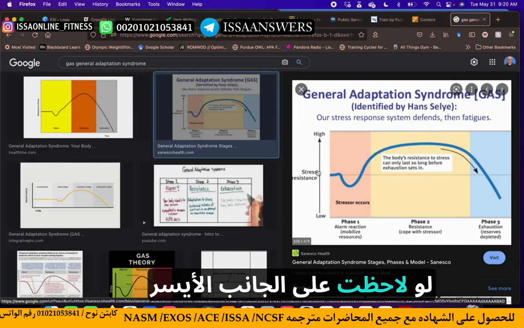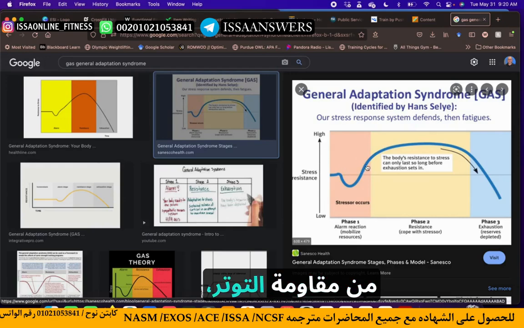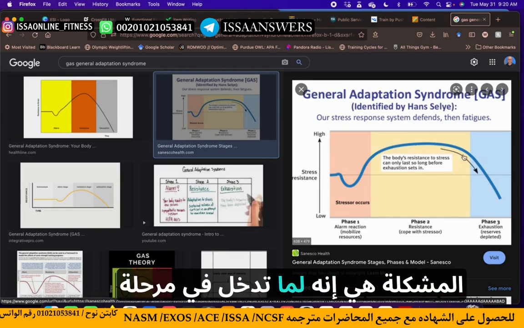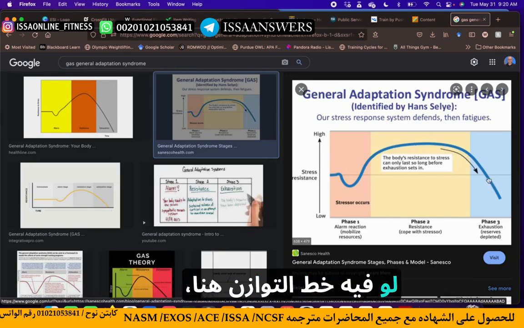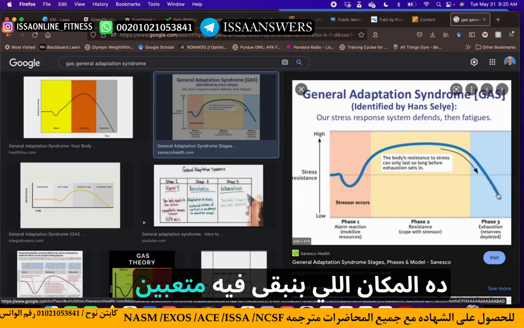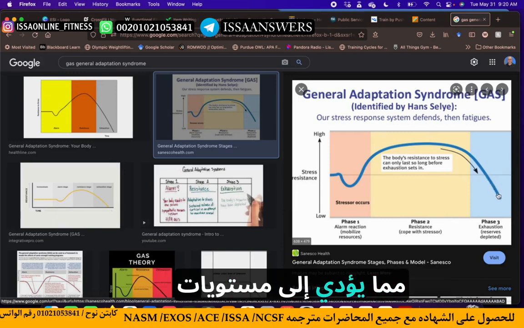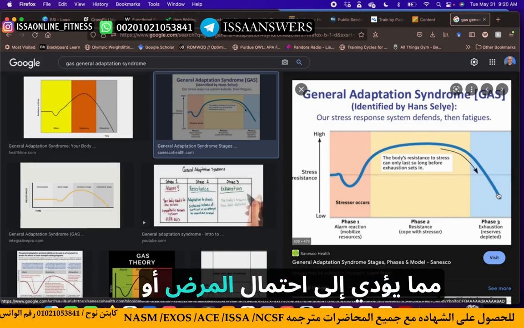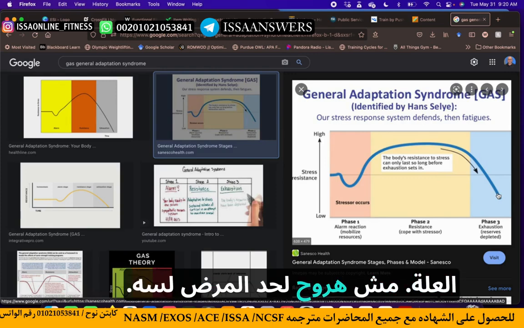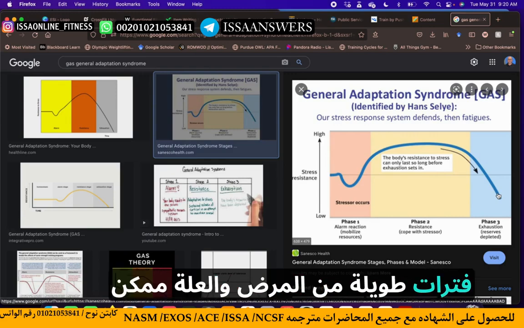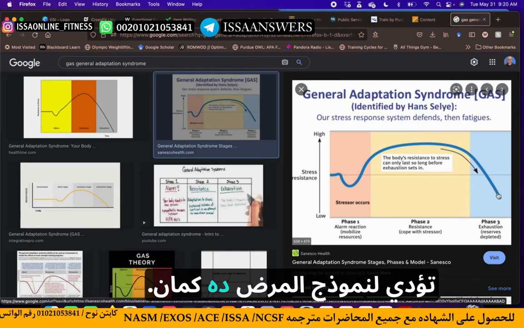See, if you notice on the left side of the stress resistance, as you put more strain on the body, our body is able to adapt to it. The problem is that when you get into this exhausted phase, like we said, if there's this homeostasis line right here, if we dip below that, that's where we become too tired, too fatigued, leading to higher levels of injury, leading to potential illness or sickness. I wouldn't go to the fact of disease just yet, but over time, prolonged periods of sickness and illness can lead to that disease model as well.